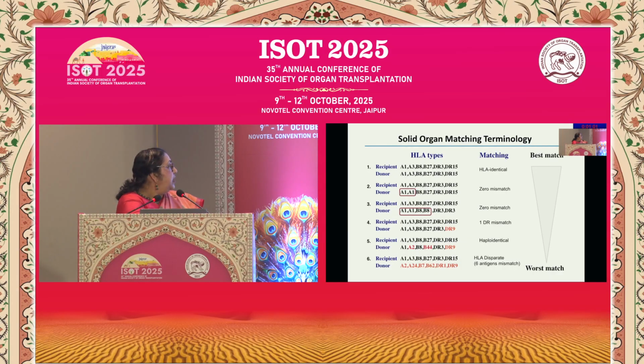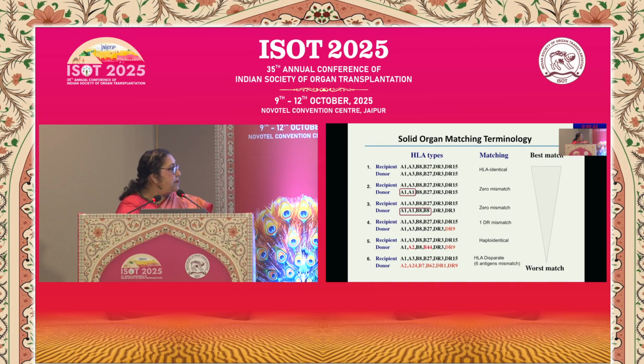So when we are looking at the donor, ideally we want a perfect match. But of course, if the donor is homozygous for HLA-A or HLA-B, it's a zero mismatch. So the concept has changed from match to mismatch. The zero mismatch is equally good. But if we have mismatches at either 1 or 2 or 3 loci or all the loci, that is the worst.